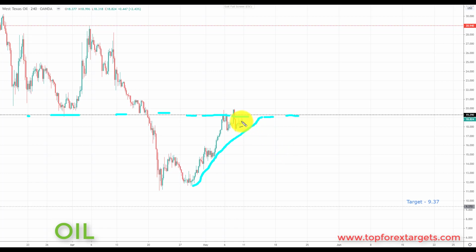setups in crude oil. And if we get a breakout to the downside, if we start to see some nice bearish reversal patterns in this area, this is going to be a great place to start to look for short positions. And we're going to be looking at initiating shorts down towards the next key of support to the downside and the target set at the 9.37.